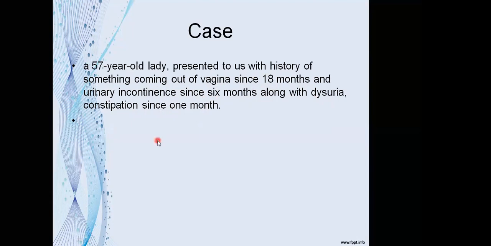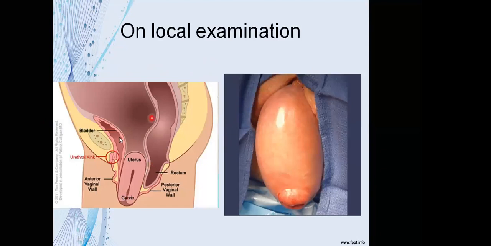Thank you, Ariba. This is just a little exercise. This is the case of a 57-year-old lady presented to the gynae department with history of something coming out of vagina since last 18 months. Now, on examination, there is a big lump coming out of the vagina. What that lump could be, what do we call it in medical terminology? Can you please write in the chat box?